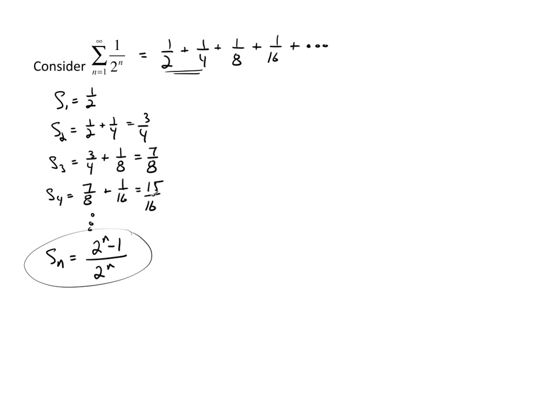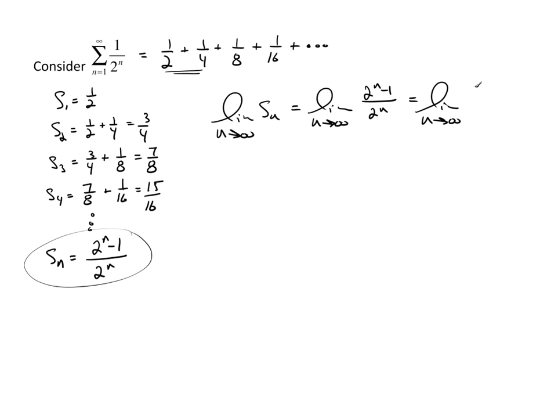So what good does that do me? Well, if I know what the partial sum is going to look like in the form of S of n, then I can take a look at the limit as n goes to infinity of the nth partial sum, which in this case is the limit as n goes to infinity of (2 to the n minus 1) over 2 to the n, which equals the limit as n goes to infinity of 2 to the n over 2 to the n minus 1 over 2 to the n.